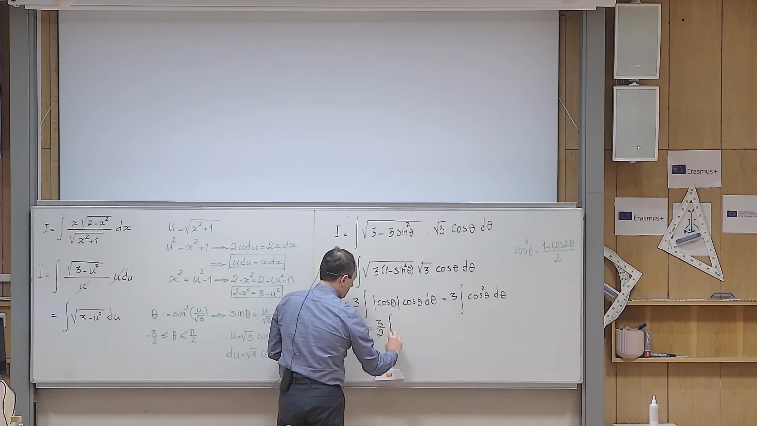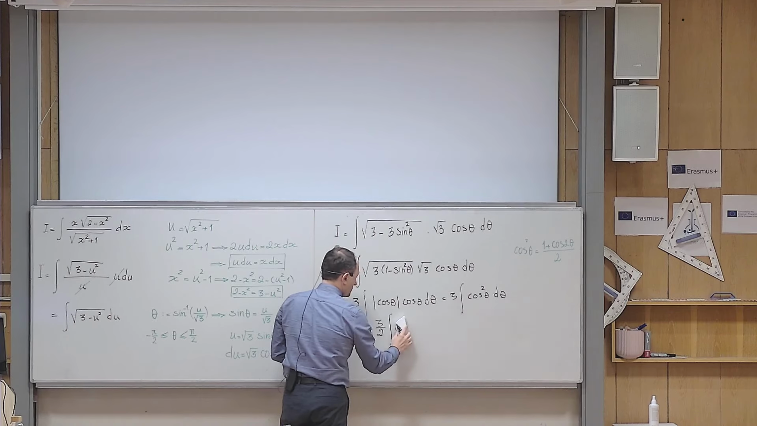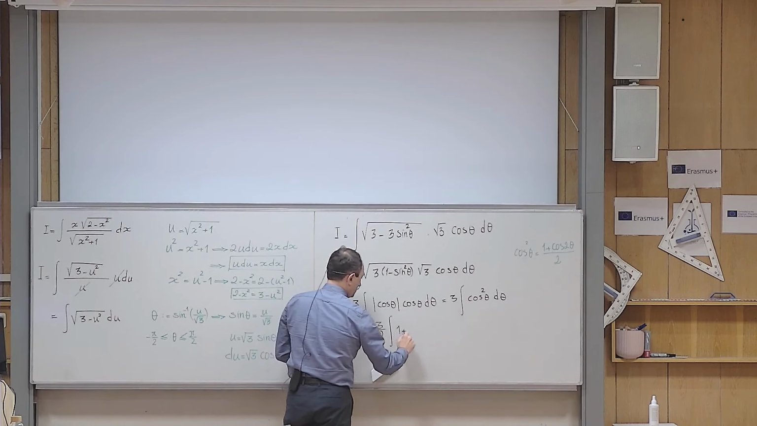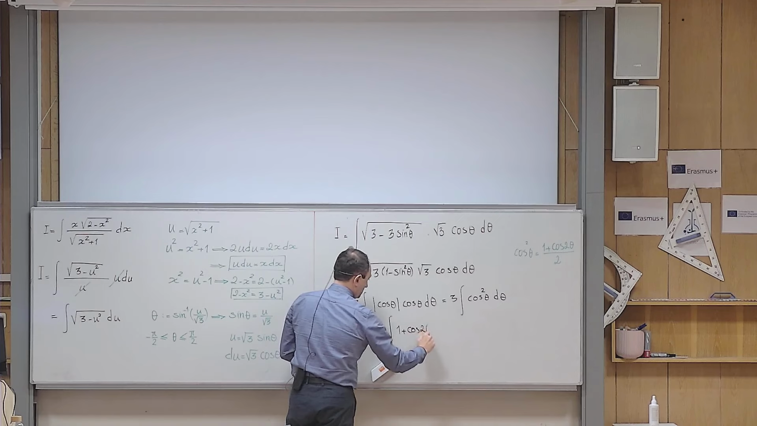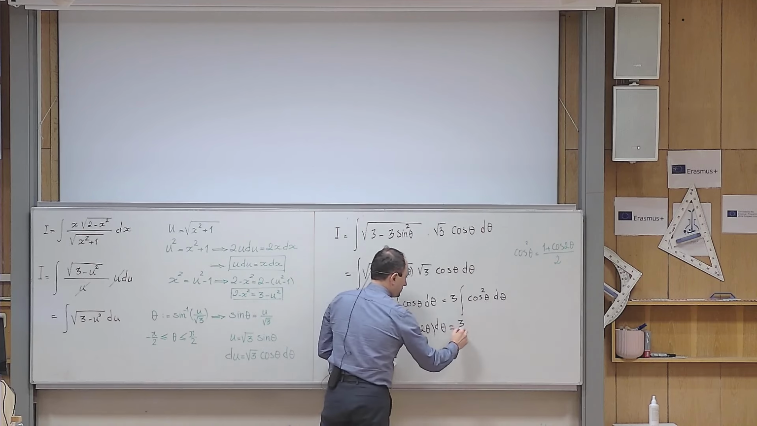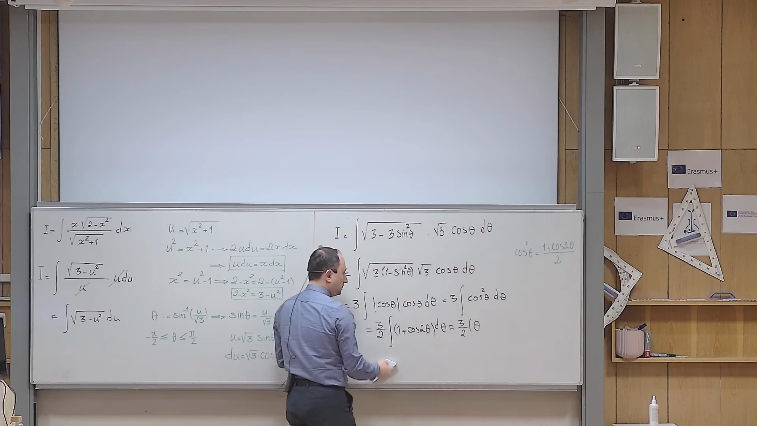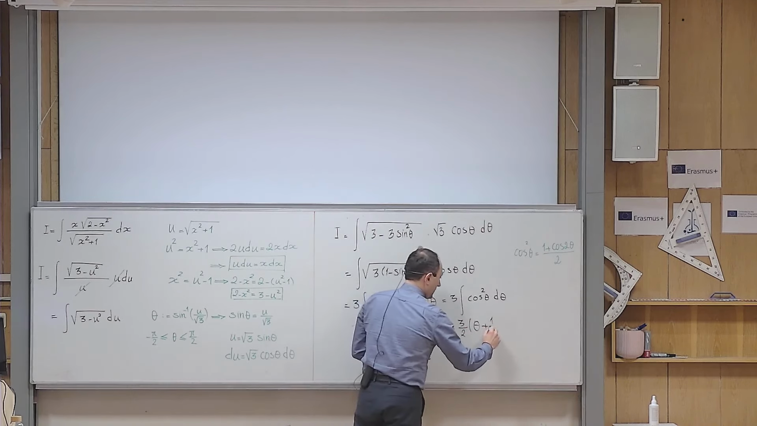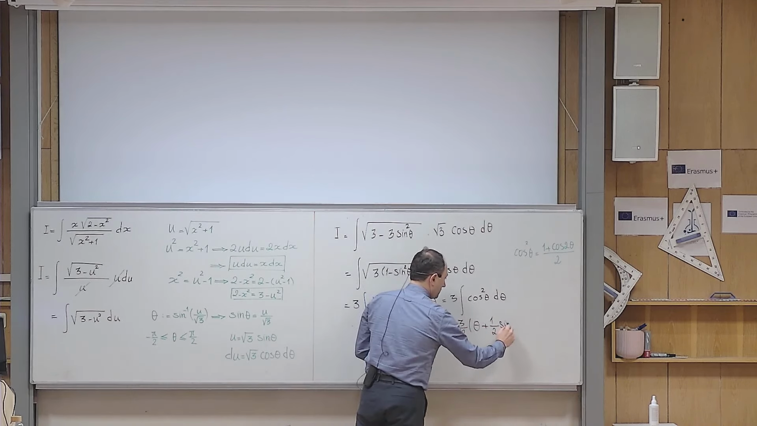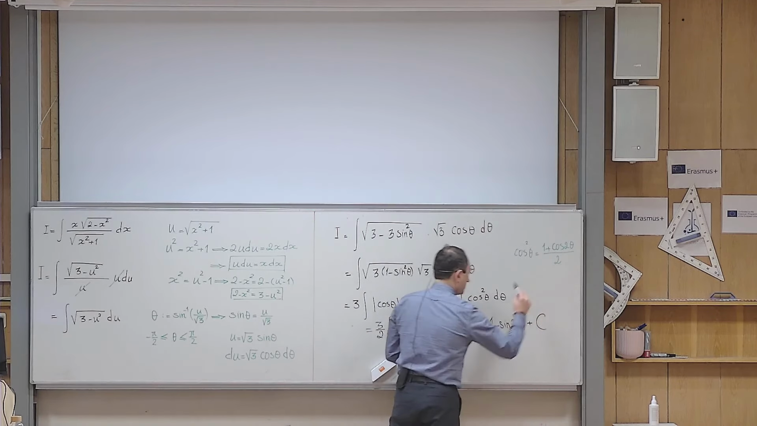And then I have the integral of cosine, 1 plus cosine 2 theta, d theta, and I integrate this. The integral of the first one is just simply theta. The variable of integration is theta, and this one becomes plus 1/2 sine 2 theta. And of course, it's a good point to introduce the constant of integration here.